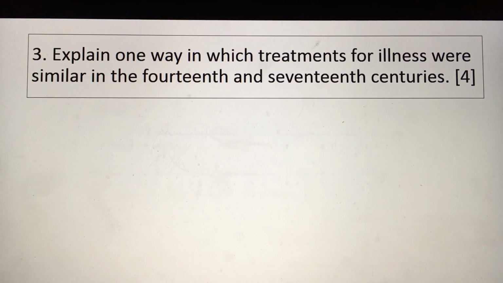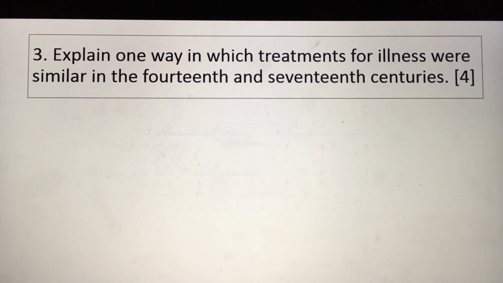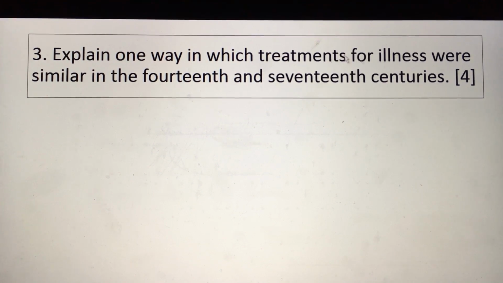Okay, moving on. Question 3. This is where we move on to the medicine through time section. And it will say, explain one way in which something, in this case it's treatments for illness, were similar. It might say different here. And then it will give you 2 time periods. Okay, so it will say, explain one way in which something was similar or different in 2 time periods.